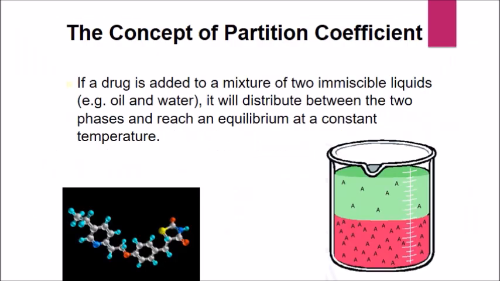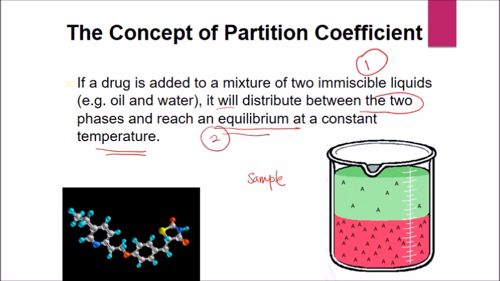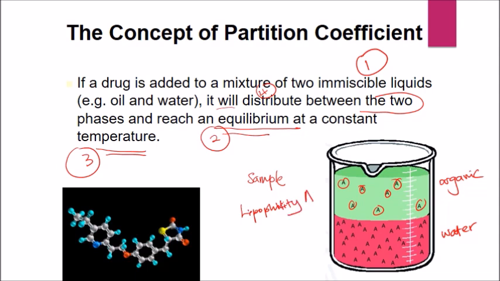Okay, so when a drug is added to a mixture of two immiscible liquids, for example here we have a drug, sample A, it will distribute between the two phases and reach an equilibrium at a constant temperature. Okay, so how do you measure partition coefficient? The key point will be the immiscible liquids, okay, when they reach an equilibrium at a constant temperature, they will distribute. Say the organic phase is at the upper part and the water is the lower part. If you see A, the percentage of A is lower in the organic, so the lipophilicity of sample A is very low because it is distributed more in water.